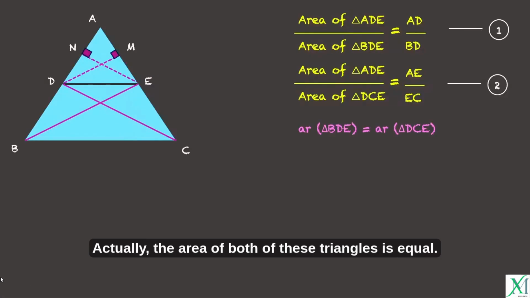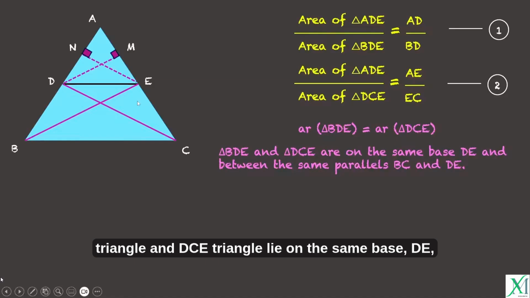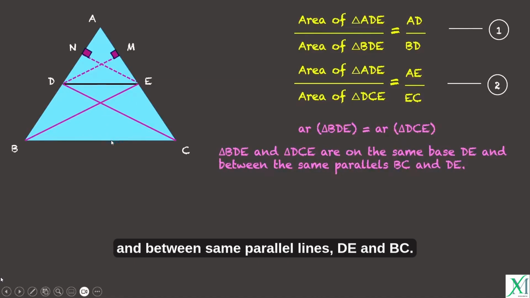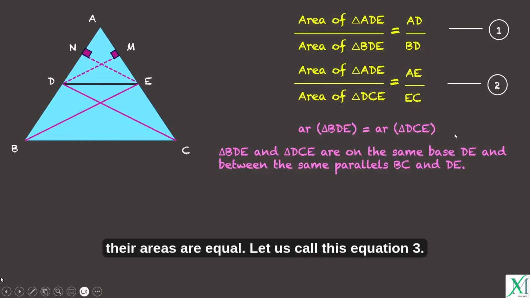Actually, the area of both of these triangles is equal. And that is because triangle BDE and triangle DCE lie on the same base DE and between the same parallel lines DE and BC. If we have two triangles which lie on the same base and between the same parallel lines, their areas are equal. Let us call this equation 3.